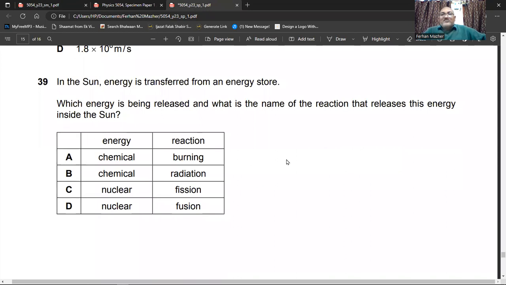This next question is also coming from that new syllabus, the new topics which are added: solar system and the stars, space, stars, galaxies. In the sun, energy is transferred from an energy store. Which energy is being released and what is the name of the reaction that releases this energy inside the sun? That is called nuclear energy, and the reaction happening on the sun is called fusion. Smaller nuclei of hydrogen combine and make a larger nucleus, that is called fusion. So nuclear energy and the name of the reaction is fusion. So I think D is the right choice, sir.